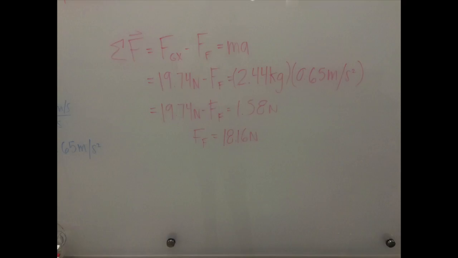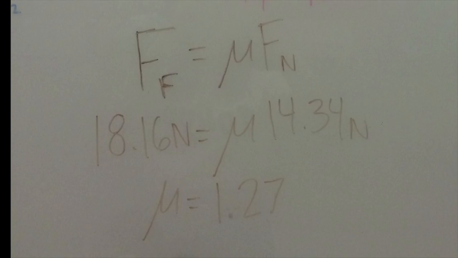We can plug in the x component of the force of gravity, the mass, and the acceleration into the equation to solve for the force of friction, which we find is equal to 18.16 newtons. We know that the force of friction equals the coefficient of friction times the normal force, so we can plug in for the force of friction and the normal force to solve for the coefficient of friction, which we find to be equal to 1.27.